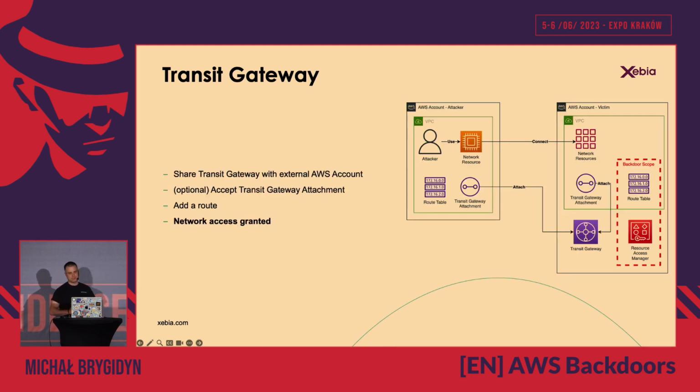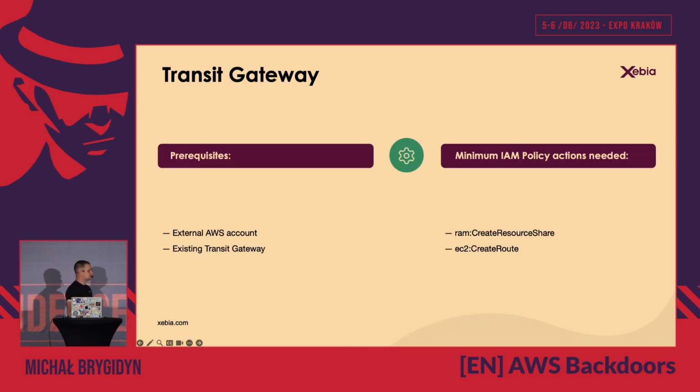And a similar one, transit gateway. Let's say you already have transit gateway configured and you have attachments to your VPCs. And then I have my other external account, and I just share your transit gateway with my account, and then create the attachment on my side. The attachment may be automatically accepted on your side. There's a checkbox for that. And I have access to your whole network thanks to transit gateway, not just one VPC. So what's needed? Just create route and create resource share.